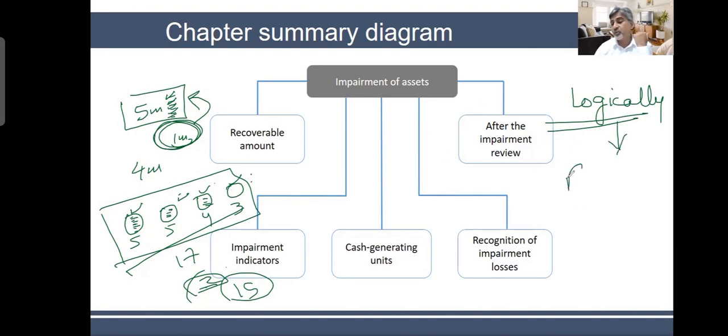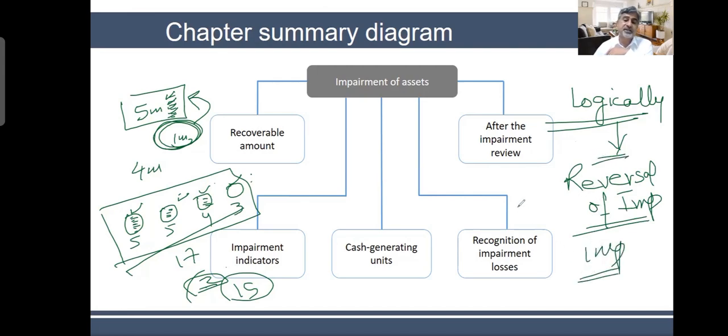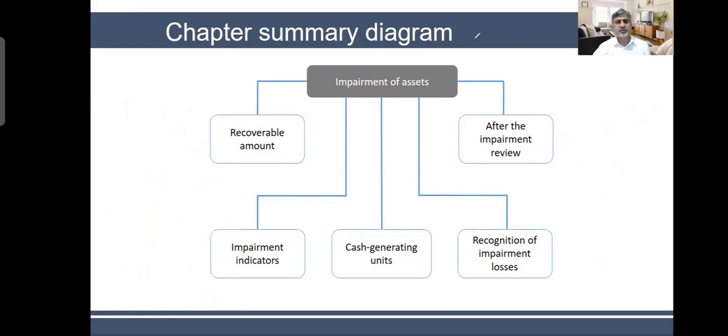And then last of all, we need to understand there is a concept which is called reversal of impairment. Now, reversal of impairment is not very popular in exams, but it is a technical topic and it is an important topic also from real life, because it is possible that an asset has lost value and after some time it recovers the value. Then what do we do? So we call it reversal of impairment. So again we need to discuss this.